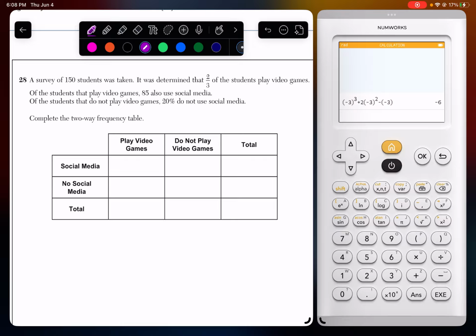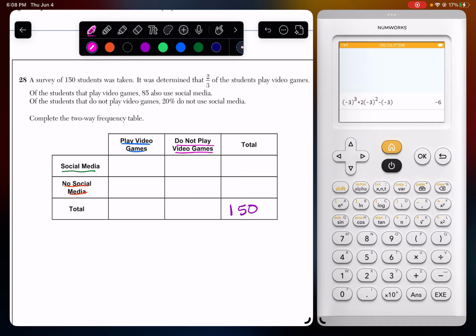First thing they tell me is that this is a survey of 150 students. That means my grand total is that there are 150 students. I'm going to put that in the lower right because that is where all of the students are. And then looking at my table, I can see that these students are going to be divided up in two ways. The first way they were divided is between social media or no social media. Second way they were divided was between video games or no video games. So for each thing that they tell me, I'm going to work backwards from here.